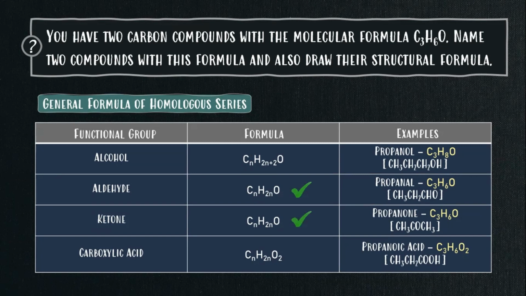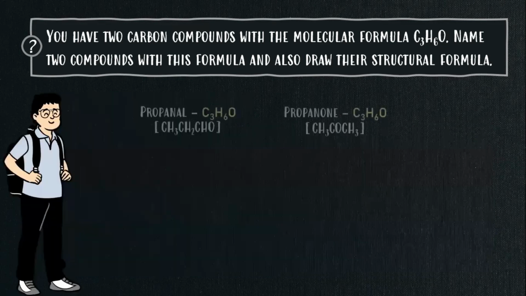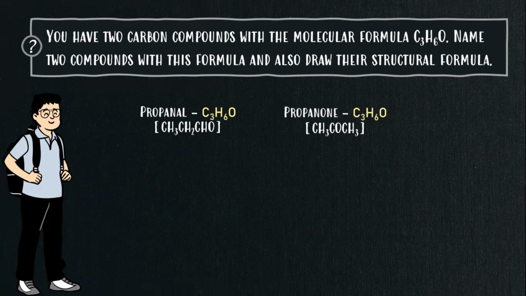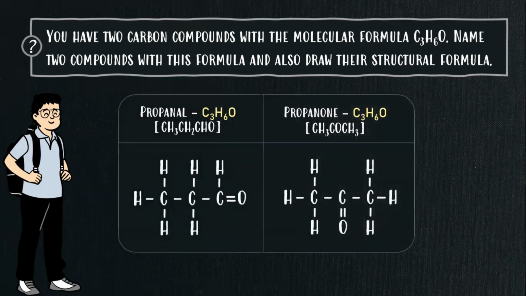The question says the carbon compound has 3 carbon atoms. Hence, the answer is propanol and propanone. Propanol is CH3CH2CHO. Propanone is CH3COCH3. Both are having the same molecular formula C3H6O. The structure is given on the screen.